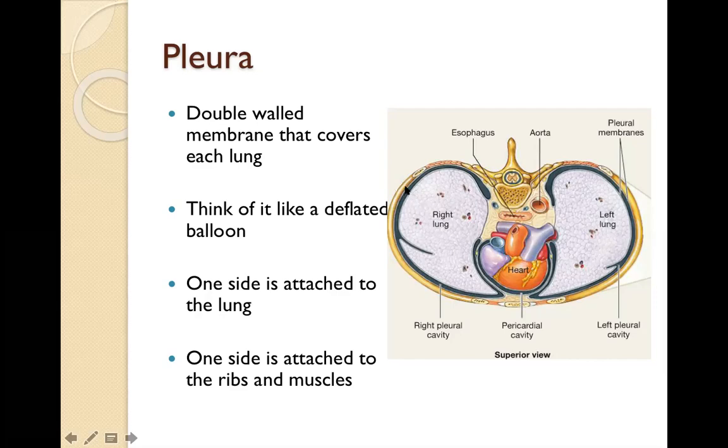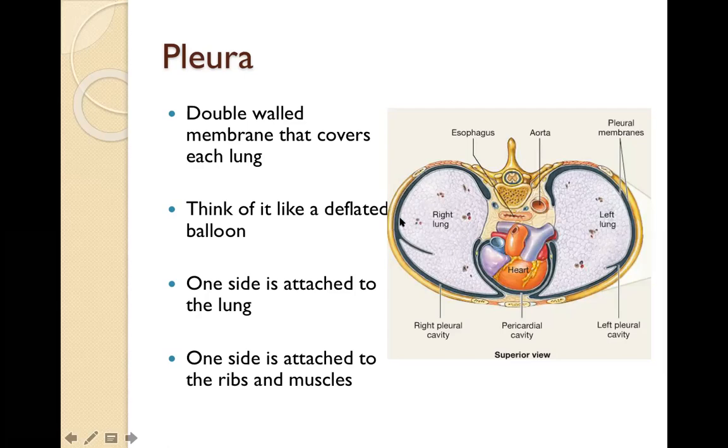There are two layers, but it's just one continuous layer. It's like a deflated balloon. There would be two layers of the rubber from a balloon covering the lungs if you thought of it like that. There's one side that's attached to the lung itself, and there's one side that's attached to the muscle and ribs itself.